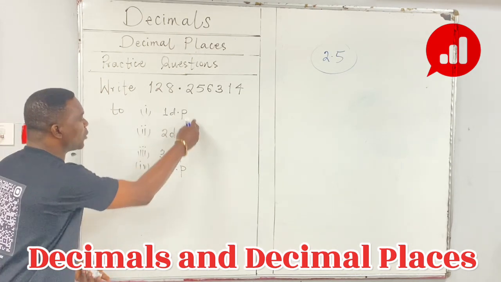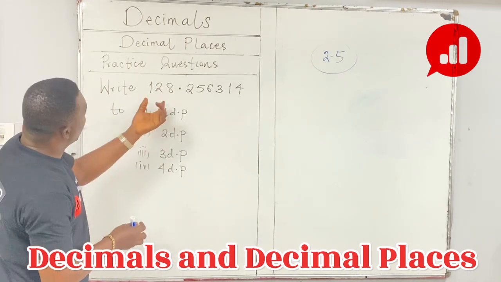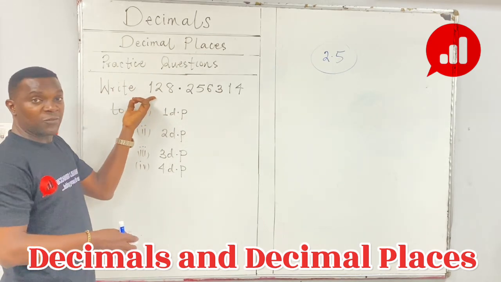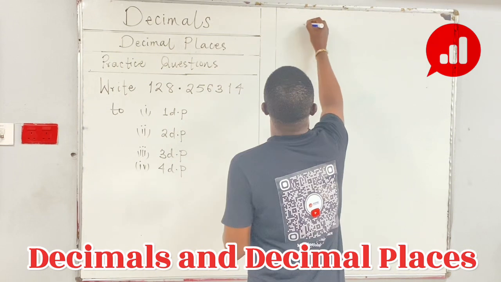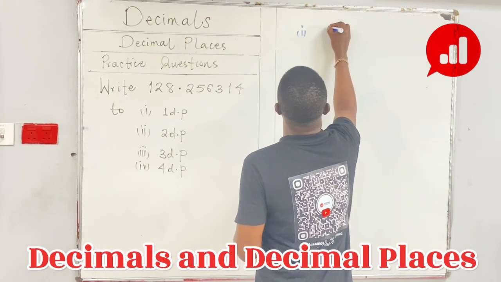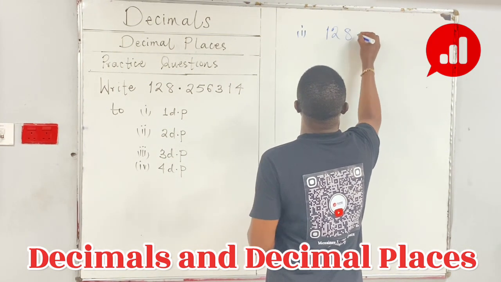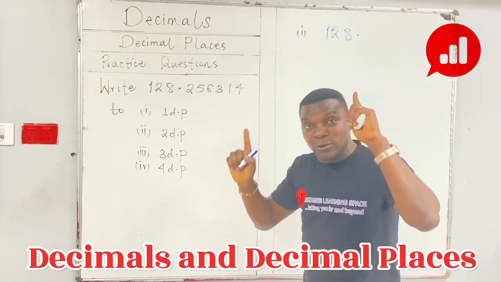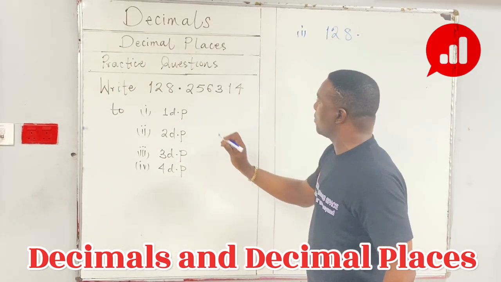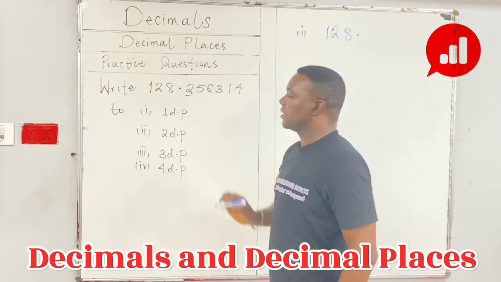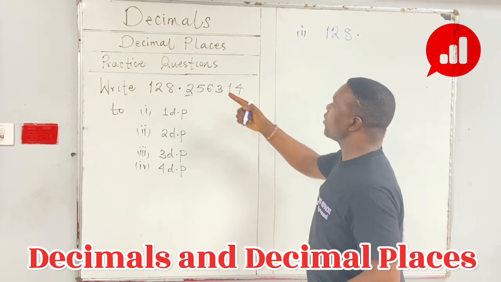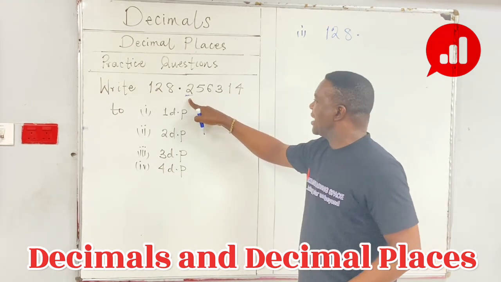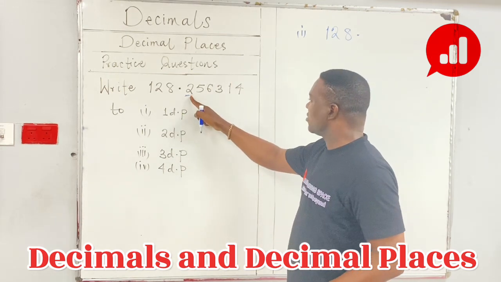So when you have problems on decimal numbers, you don't have any issue with the numbers before the point. So I'm going to have number 1, which is Roman figure 1. 128 point. 1 decimal place. I need 1 number after the point. So what number would that be? It will be this. That's the only number I will pick.